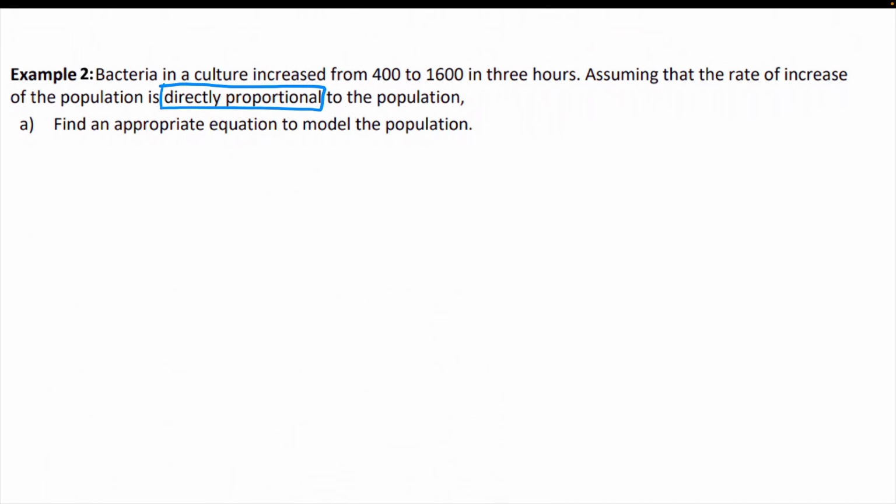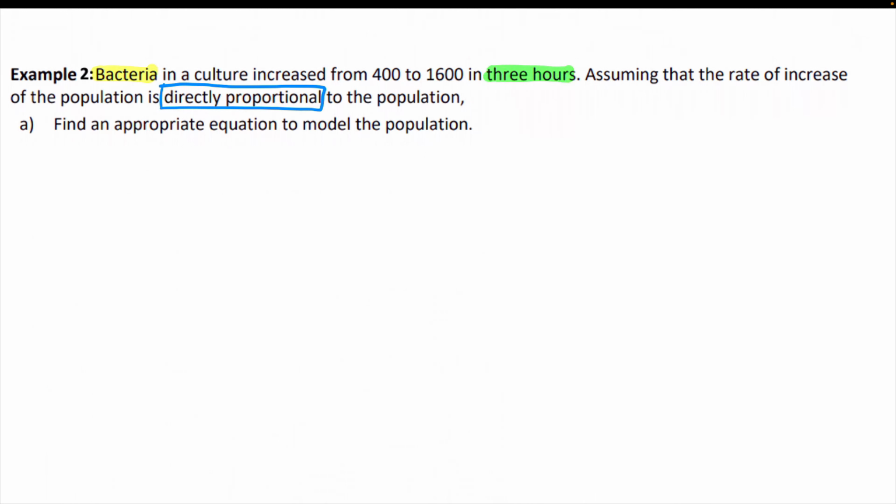So the first thing, there's 2 variables there. What are the 2 variables that I'm talking about in this problem? There's 2 variables in this problem. What are they going to be? Population of bacteria, right? And time. In this case, it's hours, right?